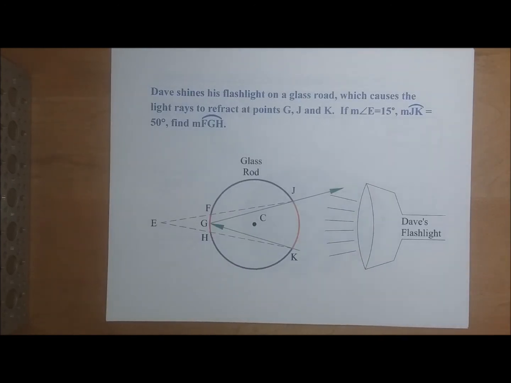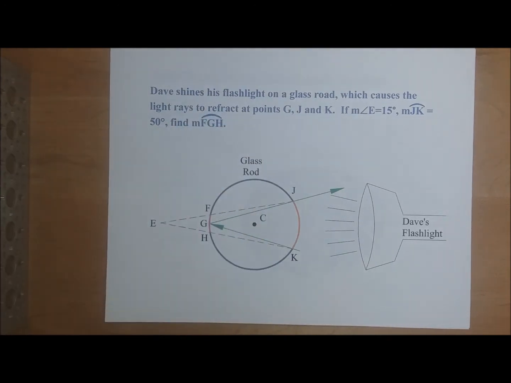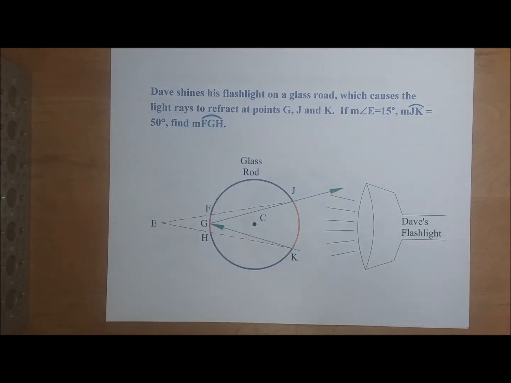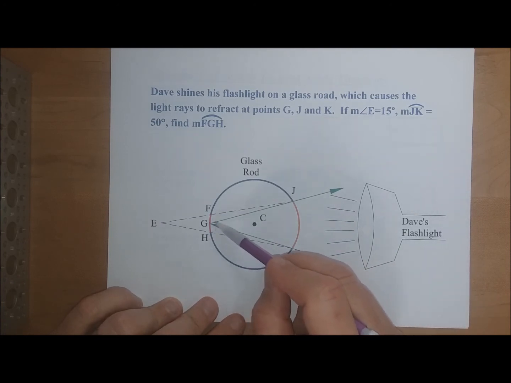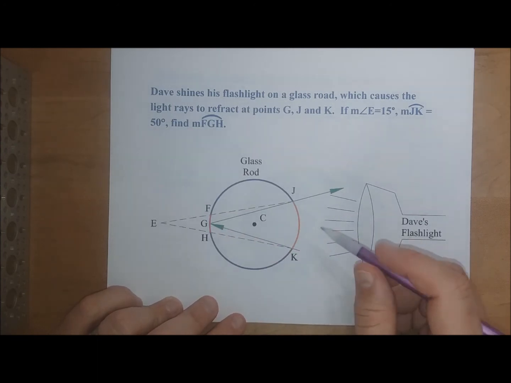Okay, what is Dave up to now? Dave is shining his flashlight on a glass rod. So picture like a dowel that's made out of glass, and this would be the cross section of it, right? So he shines his flashlight on a glass rod, which causes the light rays to refract at points G, J, and K. So like a light ray comes in and comes out, and it's refracted, it's bent.